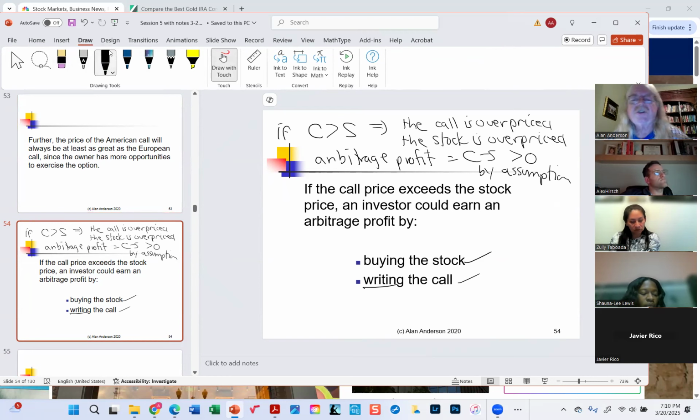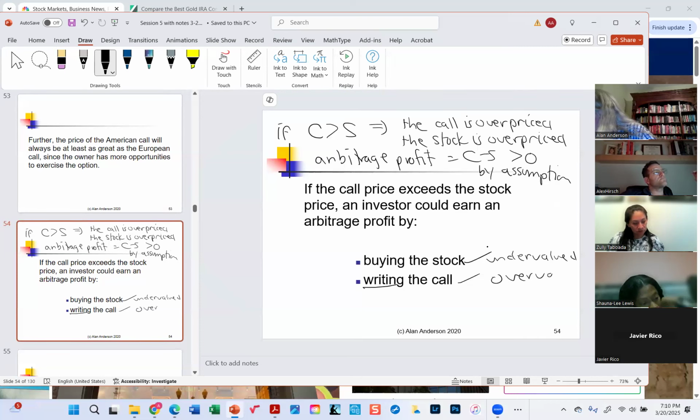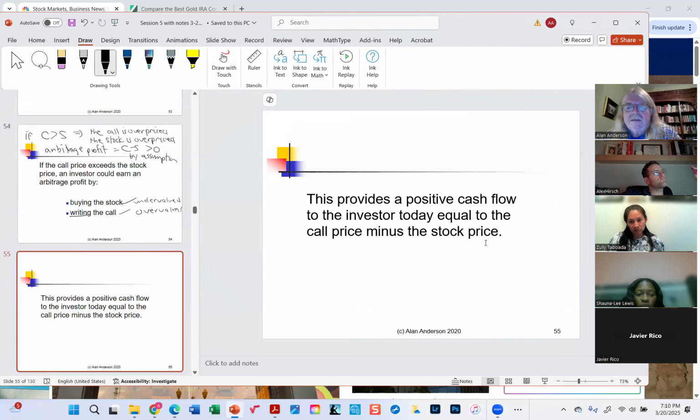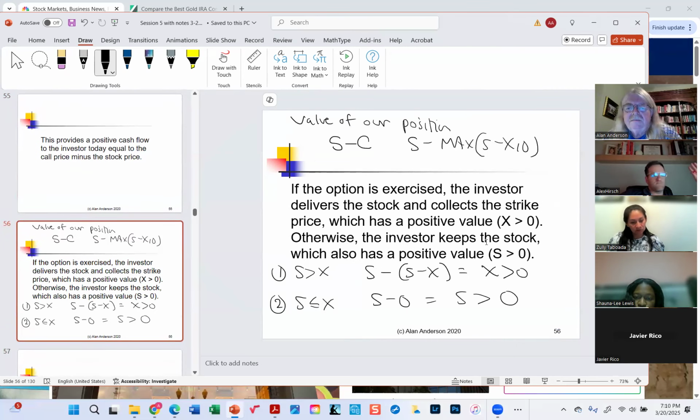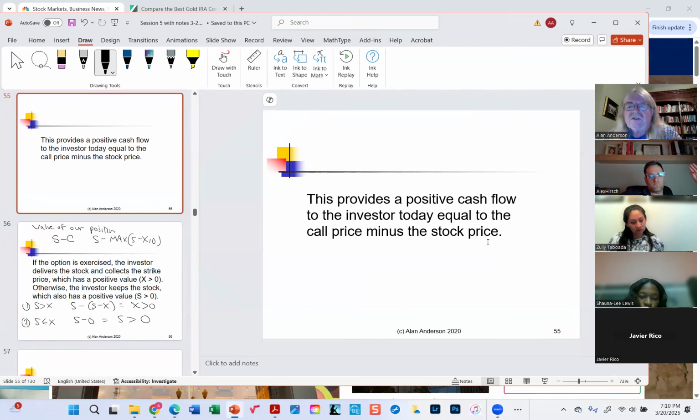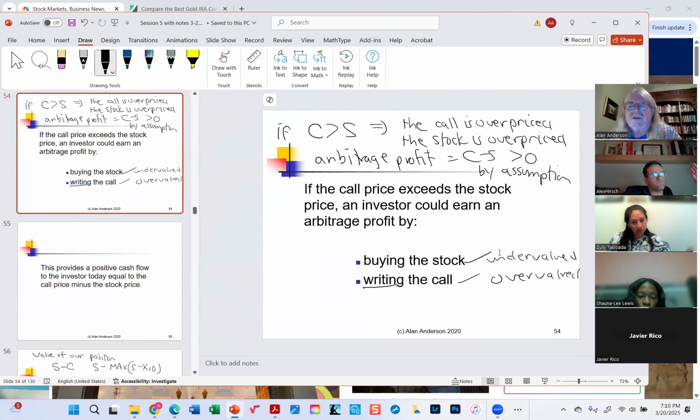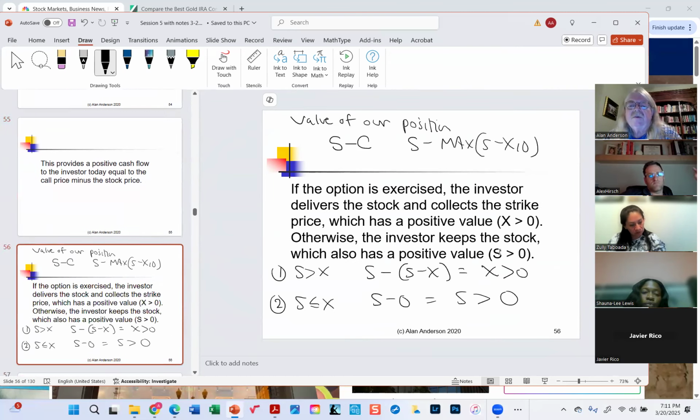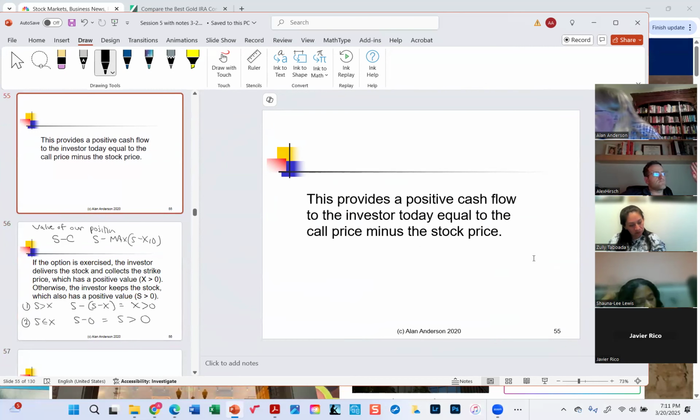You buy the stock because it's too cheap, and then you write or sell the call because it's too expensive. So what's going to happen now? First things first, today we collect the difference between the two. The positive cash inflow is equal to C minus S, which we know by assumption is positive.